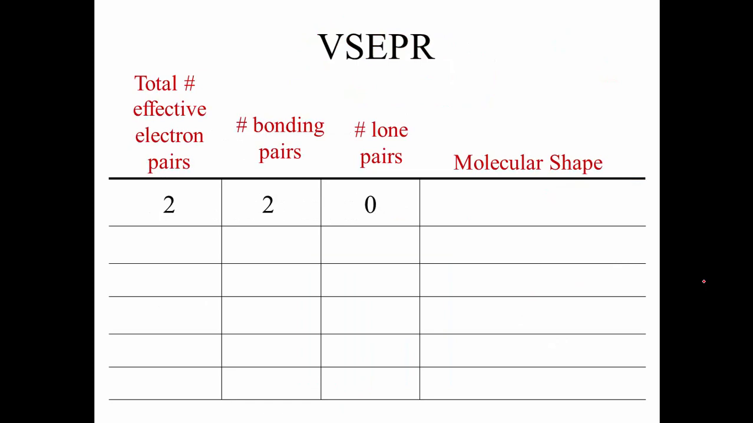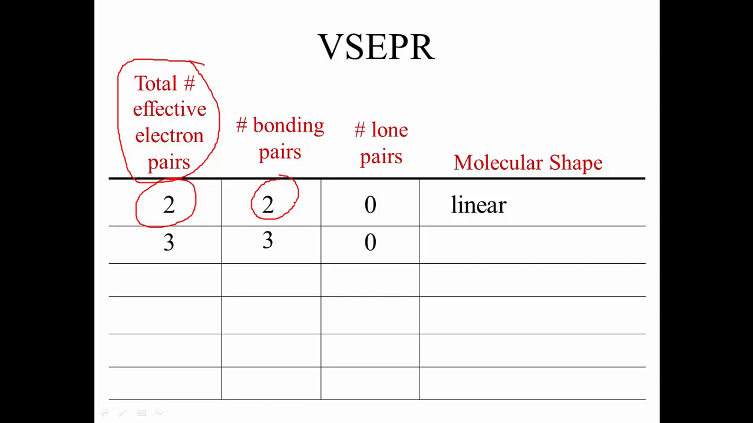So let's go through what we're looking at. Total effective electron pairs means the total pairs around that atom, bonding and non-bonding or lone pairs. So if you have two pairs and both of them are bonding and none of them are lone, then you're going to have a linear molecular shape. Let's move up to 3. If you have 3 effective pairs and all 3 of them are bonded and none of them are lone pairs, you will be trigonal planar. That will be, again, 3 bonding atoms and none of them are lone pairs. That will give you trigonal planar.